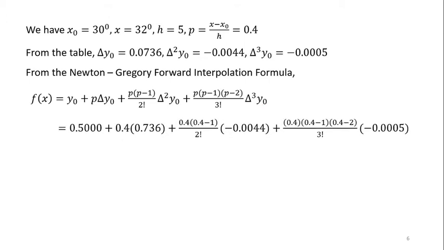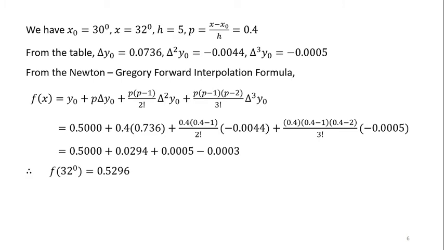Now substitute the values of y naught, p, delta of y naught, delta square of y naught and delta cube of y naught here and simplify this. Then we get f of 32 degree as 0.5296. It is nothing but sine of 32 degree. So sine of 32 degree is 0.5296.